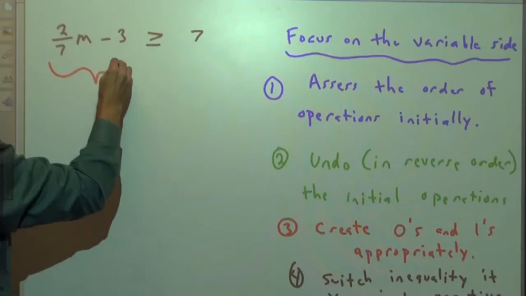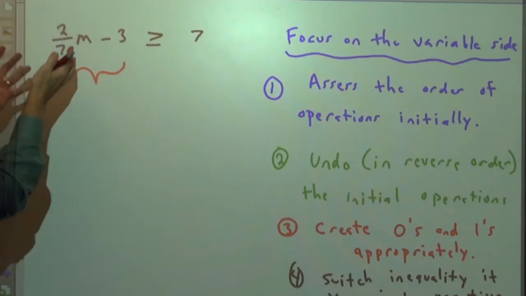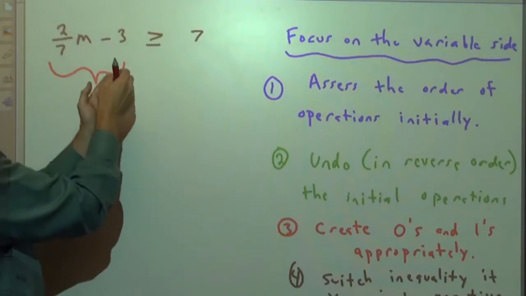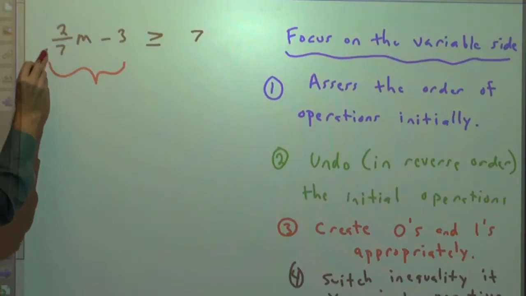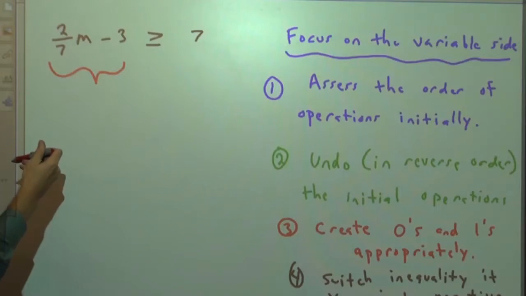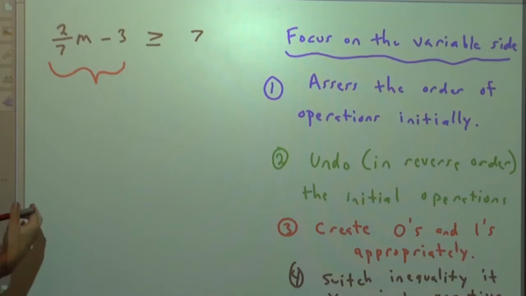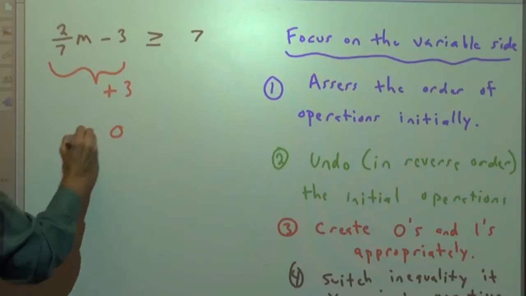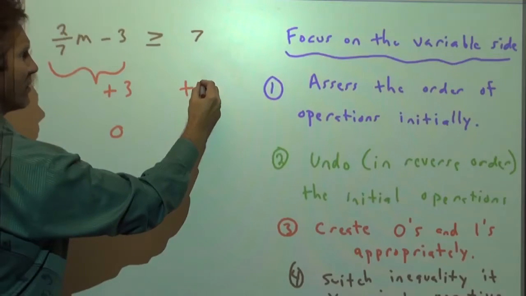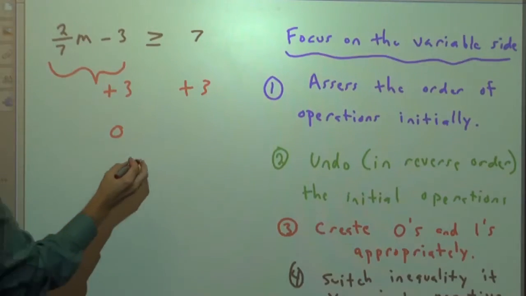Here's the variable side. What operation was done first initially to create a situation where we had a result greater than or equal to 7? Well, we took m times that, and then we subtracted 3. So let's undo that in the reverse order. Let's take care of subtraction first. We need to add a 3 to this to create a 0. And we'll add a 3 to this side to keep both sides equal.